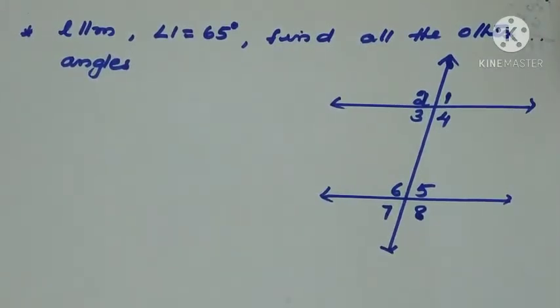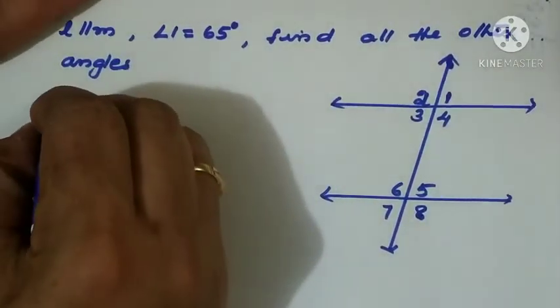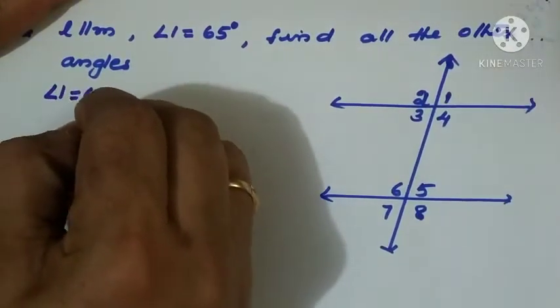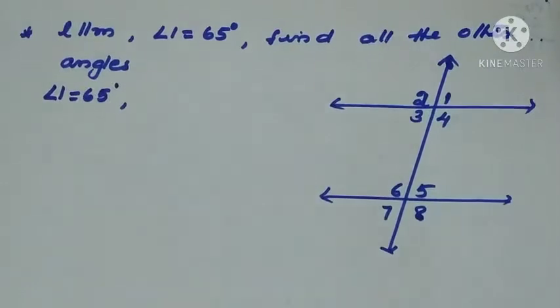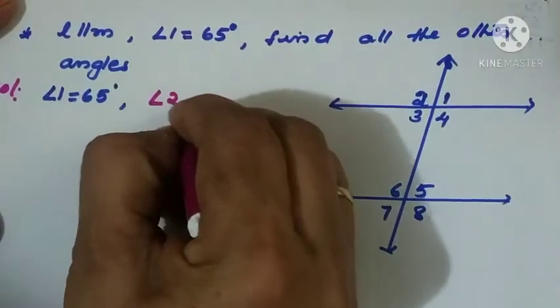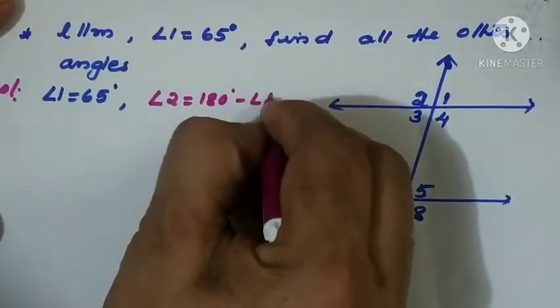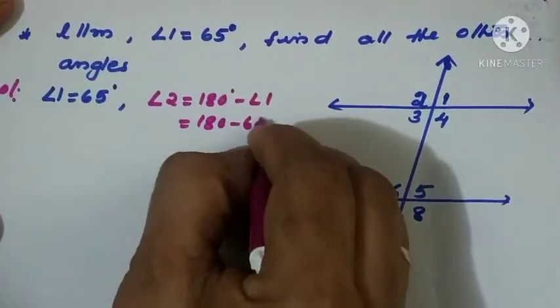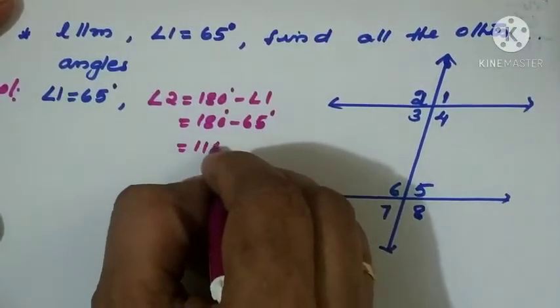Second question. L parallel to M, angle 1 equal to 65 degree, find all the other angles. Similar sum only I had given here because we must learn the name of the angle correctly. So angle 1 equal to 65 and we can calculate what is angle 2 by which property? Linear pair. So solution I'll write here. Angle 2 is equal to 180 minus angle 1. So 180 minus 65, it is equal to 115.